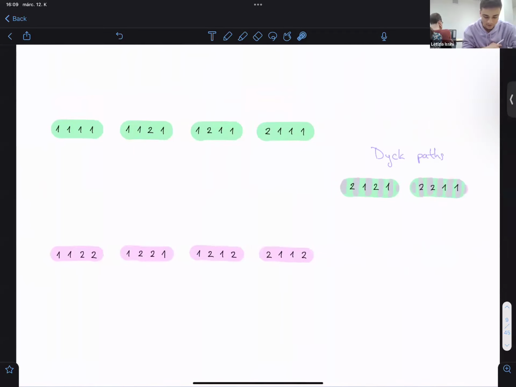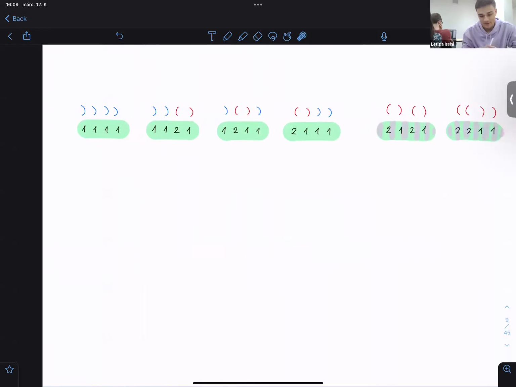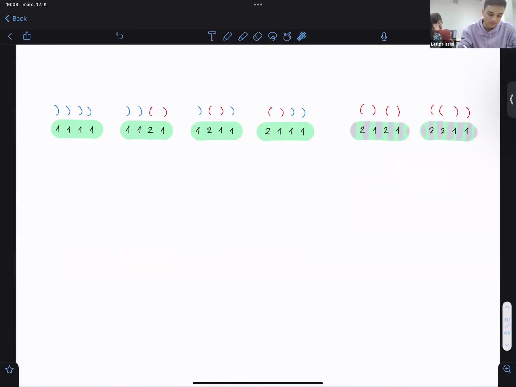Well, if you've seen those things before, you might notice that the intersection of these two sets consists of Dyck paths. And in many contexts, it is expedient to represent Dyck paths by well-bracketed expressions. So to each letter 2, we'll associate a left bracket, and to each letter 1, we'll associate a right bracket. And then we get these nice well-bracketed pairs of brackets.